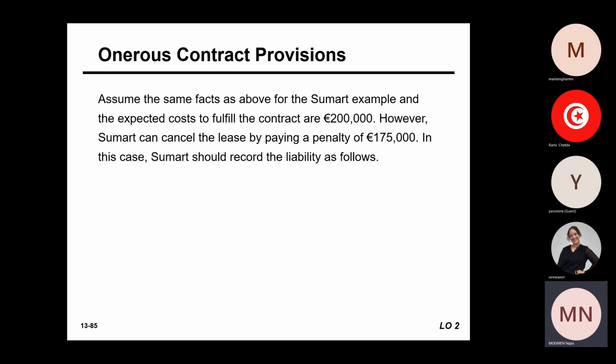So at this level, what will be the amount of the onerous contract liability? It will be 175, not 200. Okay, we should just pick the lower. So we should debit the same account, loss on onerous lease contract, and credit the liability here, 175. Okay.